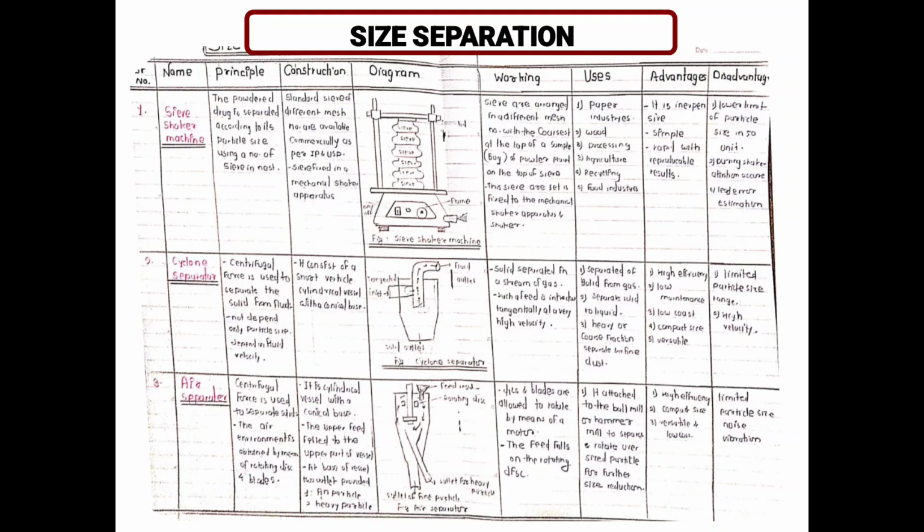Cyclone separator: centrifugal force is used to separate solids from fluids. Air separator: centrifugal force is used to separate solids suspended in an air environment. So for size separation, the sieve shaker machine, cyclone separator and air separator are used. You have to remember this.